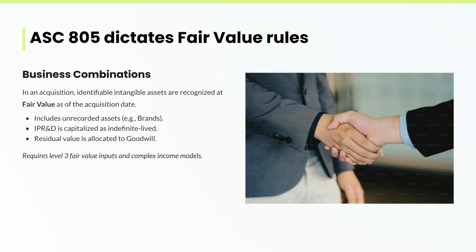One of the most common ways companies acquire intangibles is through mergers and acquisitions. This brings us to ASC 805, business combinations. When you acquire a company, all identifiable intangible assets must be recognized at their fair value as of the acquisition date. This includes unrecorded assets, like internally developed brands, which the target company previously expensed.